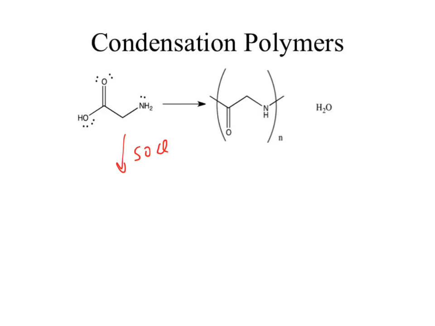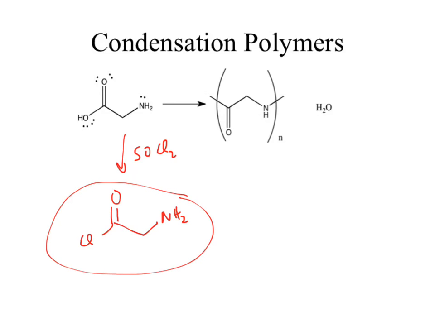Could add SOCl2. What will SOCl2 do? Turn it into our chloride. Will we ever be able to isolate this species? How reactive are acyl chlorides? Very, particularly in the presence of a really good nucleophile. Okay. So all we would probably have to do is add the SOCl2, and we'd probably get a very violent, uncontrollable polymerization reaction going off on this.